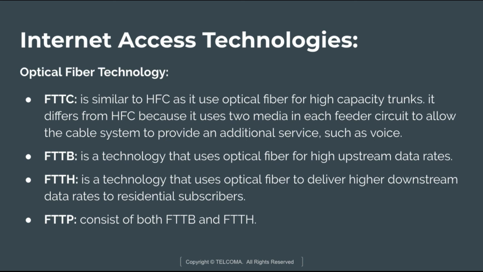Next is FTTB, that is fiber to the building. It is a technology that uses optical fiber for high upstream data rate. Then is FTTH, that is fiber to the home. It is a technology that uses optical fiber to deliver higher downstream data rate to the residential subscriber. And the last one is FTTP, that is fiber to the premises. This consists of both FTTB and FTTH.